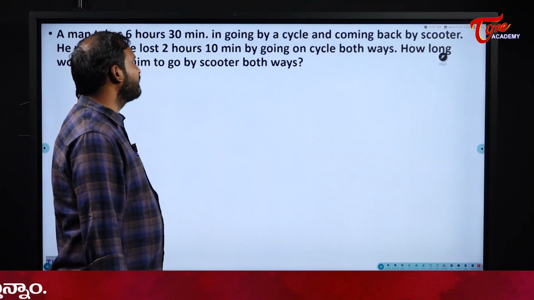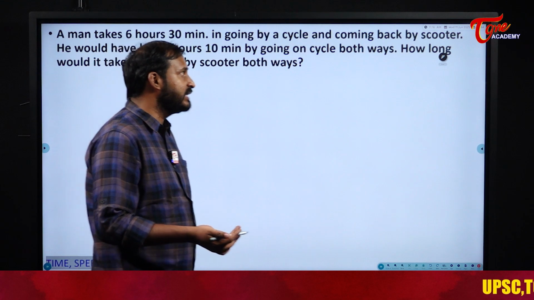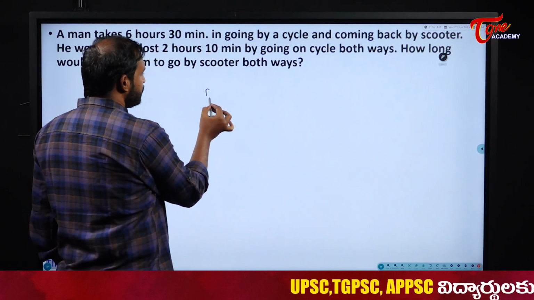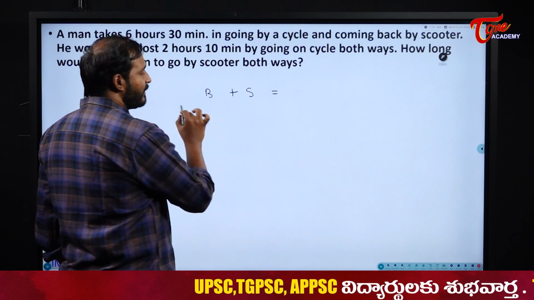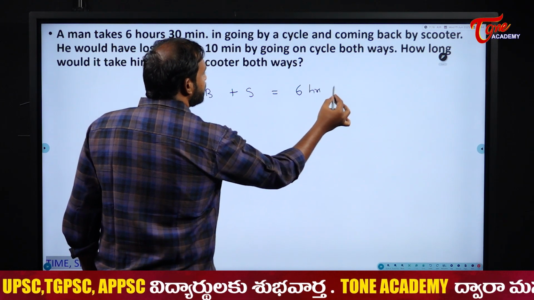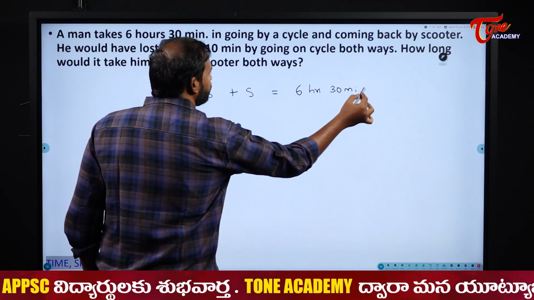A man takes 6 hours 30 minutes in going by a bicycle and coming back by scooter. That means he is going by bicycle and he is returning by scooter. One way by bicycle and one way by scooter. He is taking what time? 6 hours 30 minutes of time. This is a simple question, students.